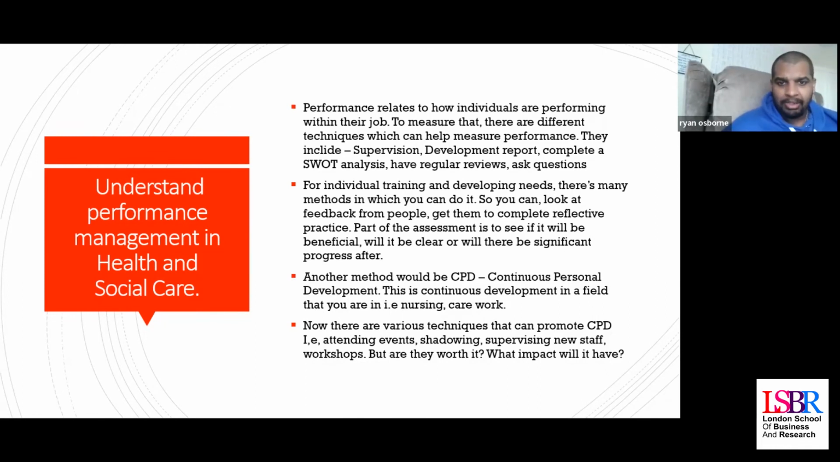So as we were saying, they will look at reflective practice, and they will see whether it's good for the job, and you will see whether or not they are progressing in their job, and then you will be able to see what specific help they would need as part of their job as well.